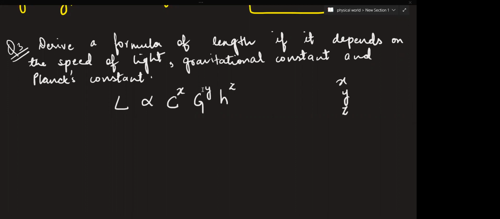Don't derive it again for gravitational constant and Planck's constant. Just look into the table that we have done. We had done 24 quantities. So there we have already discussed gravitational constant and Planck's constant. So quickly tell me, what are the values of x, y, z coming?